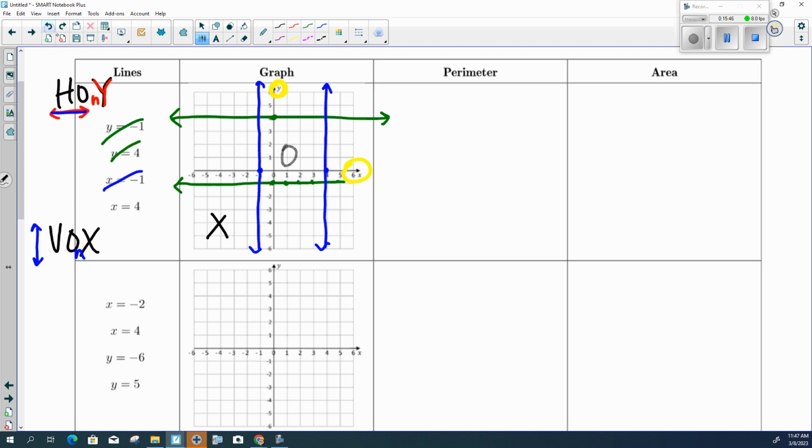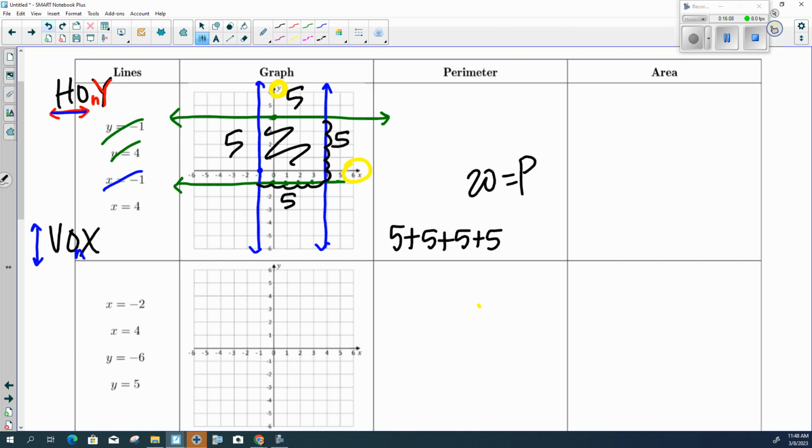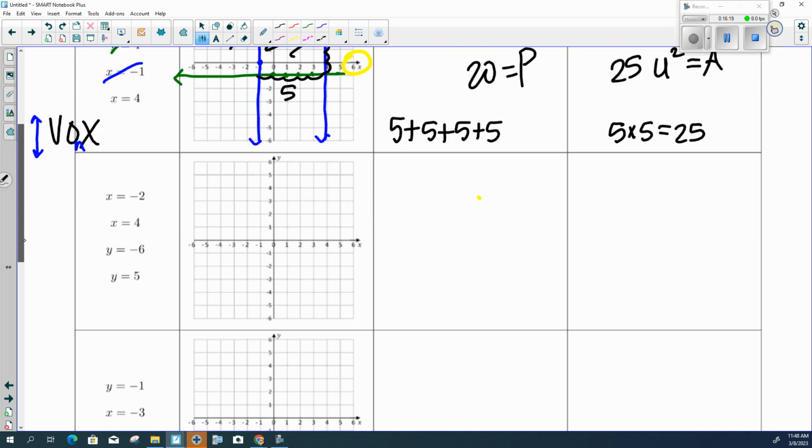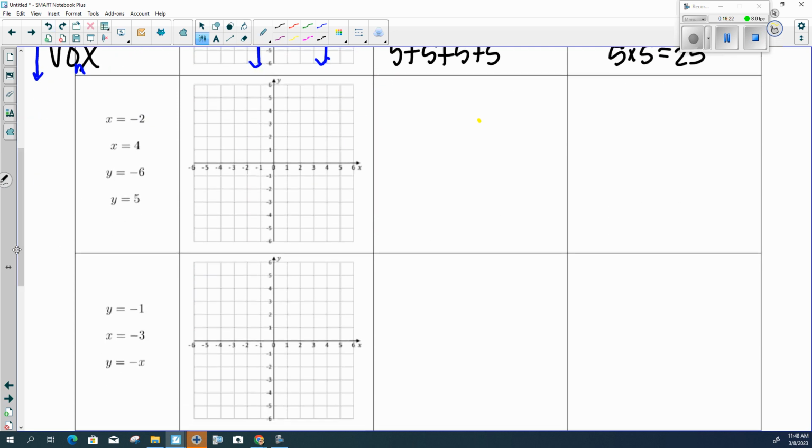No. We are still finding the area. We're finding the area of this part. So we count 1, 2, 3, 4, 5. 1, 2, 3, 4, 5. We actually did the same shape on the other side. 5 plus 5 plus 5 plus 5 is 20. And 5 times 5, base times height, is my area. So you get the gist. If I'm going too fast, please pause this. Pretty please.